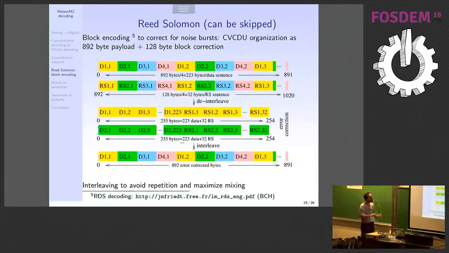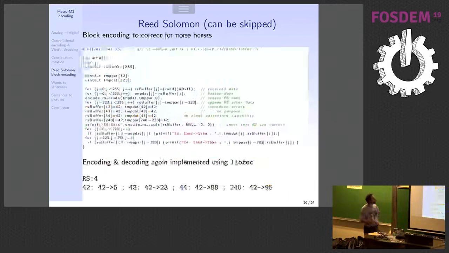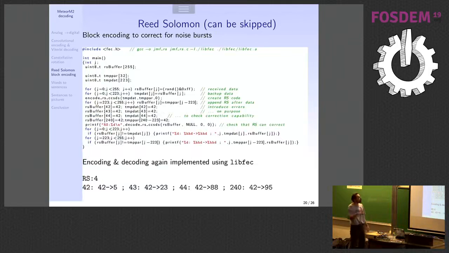I will skip this because I don't have time to get into the details. Again, I give you the example of how to run the Reed-Solomon decoder in LibFEC. If you want to give it a try by yourself, here is my data set. I voluntarily corrupt 4 bytes in the data set, either in the payload or in the correction code.